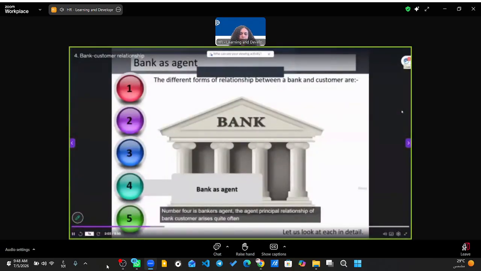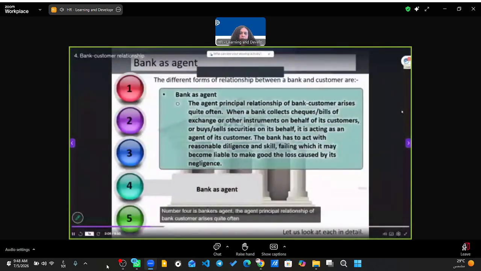Number 4 is bank as agent. The agent-principal relationship of bank-customer arises quite often when a bank collects checks or bills of exchange or other instruments on behalf of its customers or buys or sells securities on its behalf. It is acting as an agent of its customer. The bank has to act with reasonable diligence and skill, failing which it may become liable to make good the loss caused by its negligence.